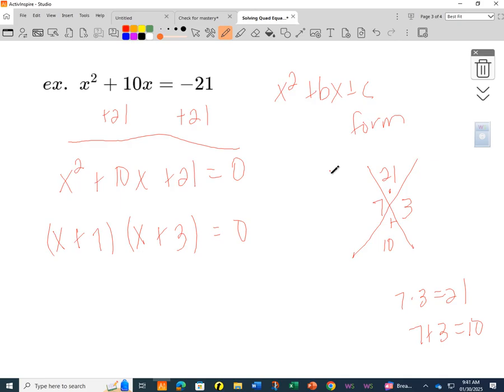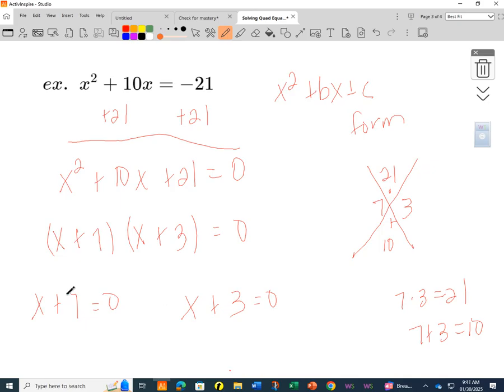Set each factor equal to 0. So one factor is x plus 7, the other one is x plus 3. All we're going to do is write equals 0, equals 0. So now we have these two simple equations, one-step equations. Sometimes you're going to have a two-step equation, but that's as complicated as it gets. One or two-step equations here. It doesn't get complicated for this part.